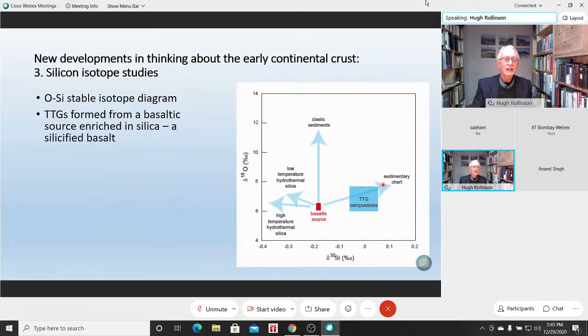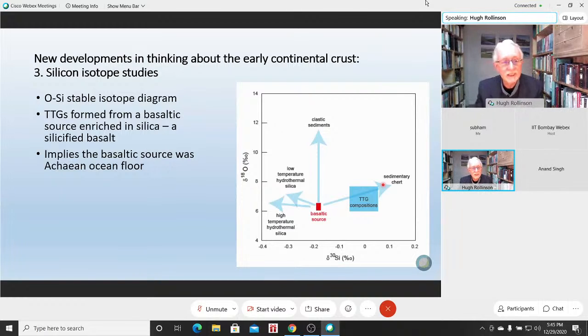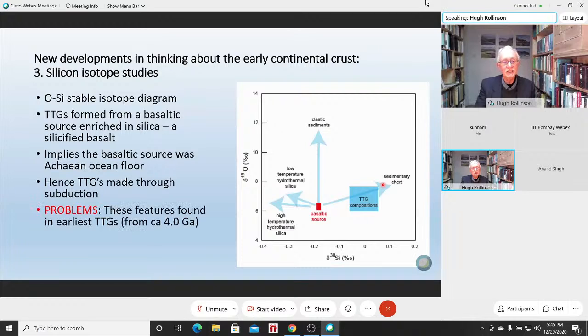So it looks as though our Archean TTGs, on the basis of silicon isotopes, were from a source which was enriched in silica. In other words, a silicified basalt. Now, where might we find this in abundance? Well, the argument goes, this represents Archean ocean floor. The basaltic source for Archean TTGs was silicified Archean ocean floor, in which case Archean TTGs were made through subduction processes, because this is how we could make this most efficiently.